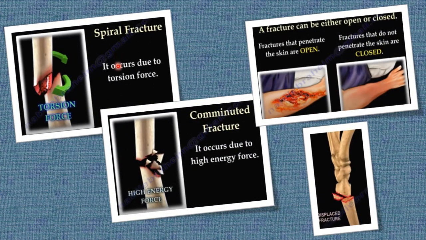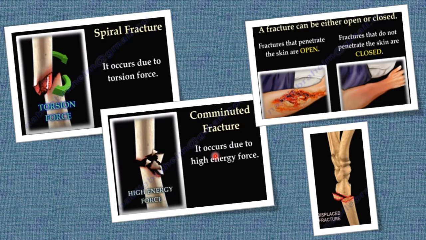Now we have spiral fracture, which occurs due to the torsion force. This is the spiral fracture, right? It's sort of irregularly oblique, not the regular cut of an oblique fracture.